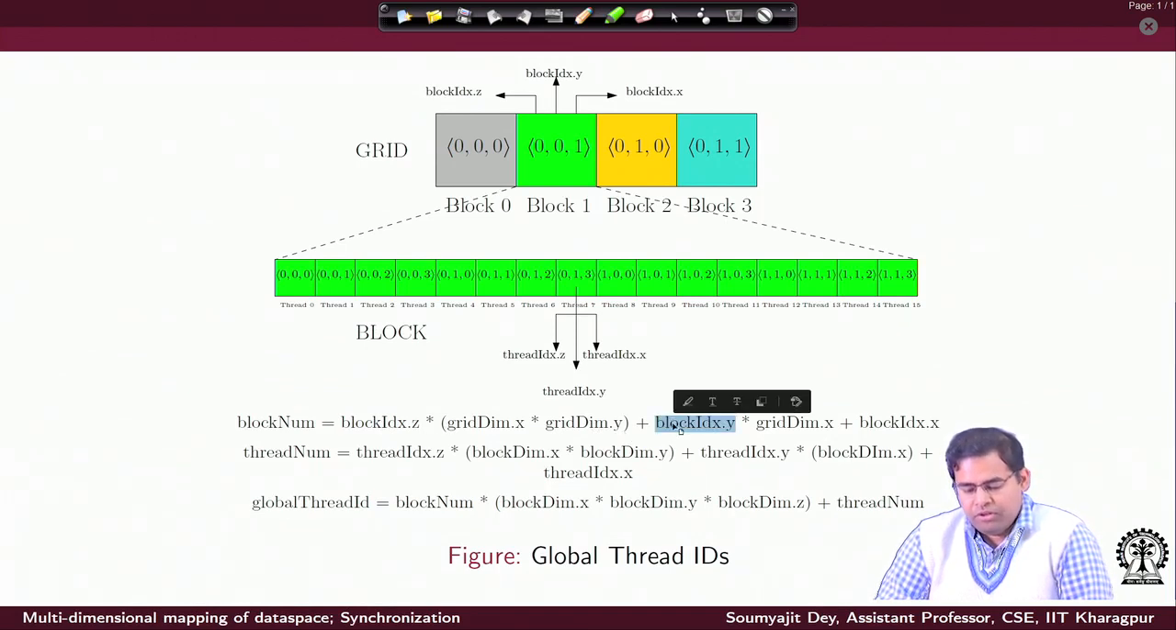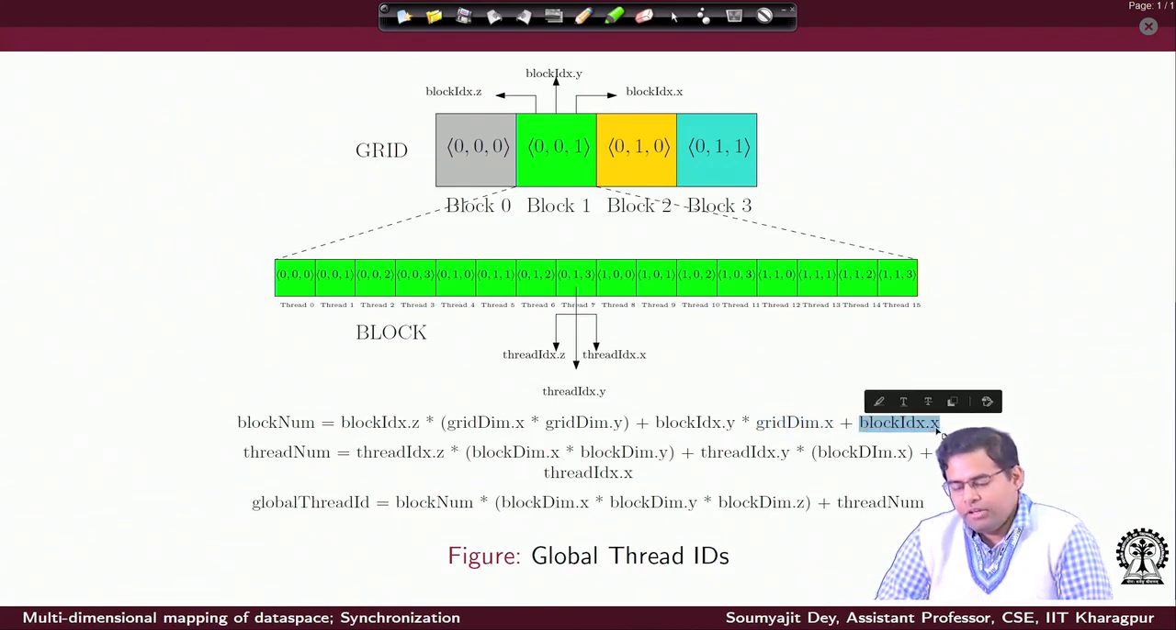After that, you will have to cover whatever is there in the y dimension. So, that is why you will do blockIdx.y times gridDim.x, and finally, after that you have to enumerate the remaining number, blockIdx.x, and that would give you the exact number of the block.